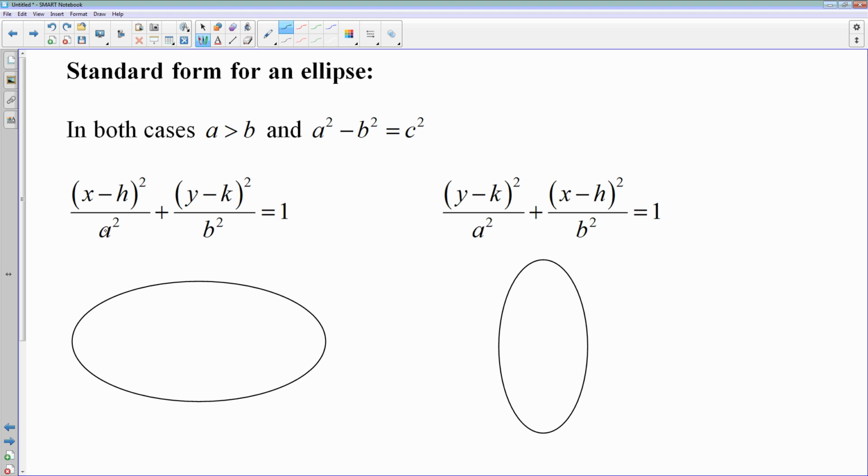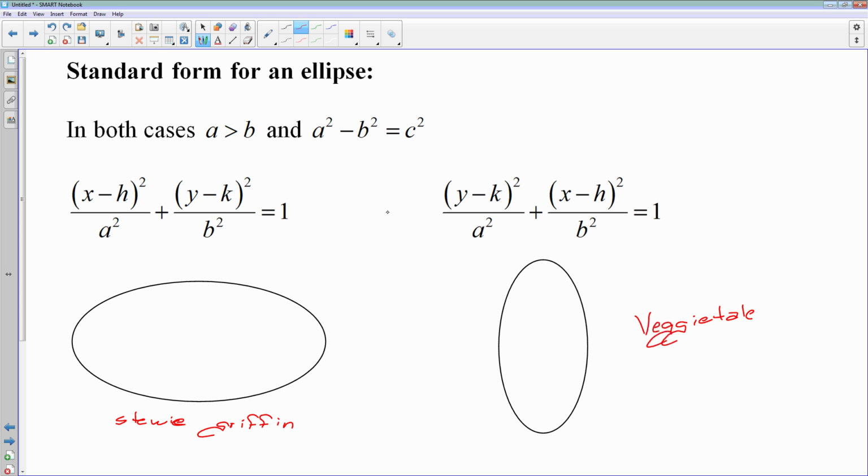If the bigger number is under x, if it's x minus h squared and the a squared, the larger number is under x, that means you're going to go further left and right than you do up and down. We will lovingly and affectionately call this a Stewie Griffin, with lowercase s and g. It has that Stewie Griffin orientation, goes left and right. If the large number is under the y, the ellipse goes up and down. We'll call this a VeggieTale. If the large number is under the y, the ellipse goes up and down. So there we go.